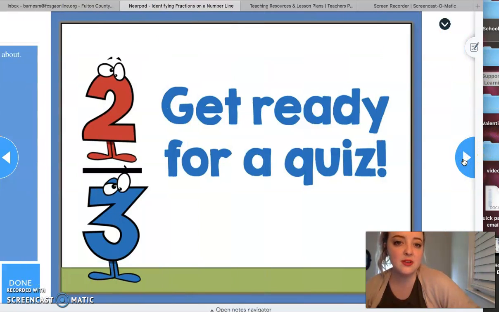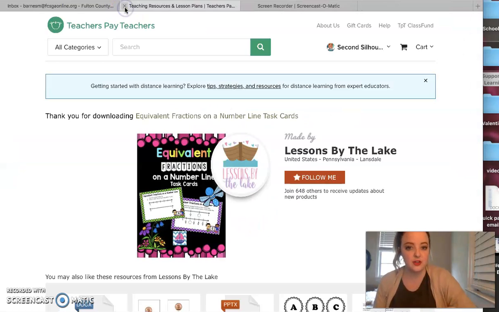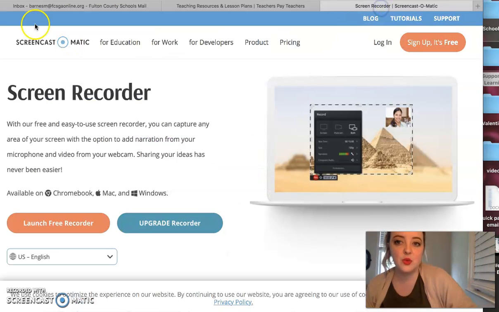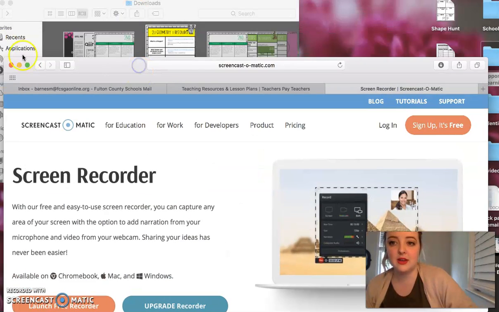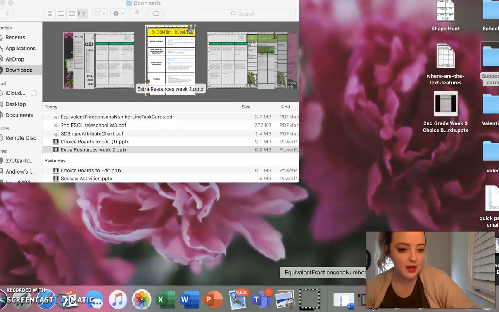There's a great little quiz in here too. So those two things are great resources if you're struggling with fractions on a number line and what you can do with those. So let me just go ahead and get rid of this. And then like I said, those quizzes are in there too. So you can look at those.